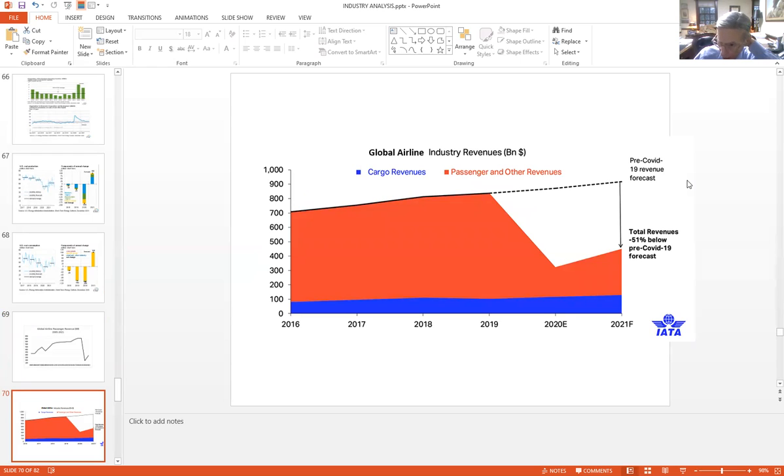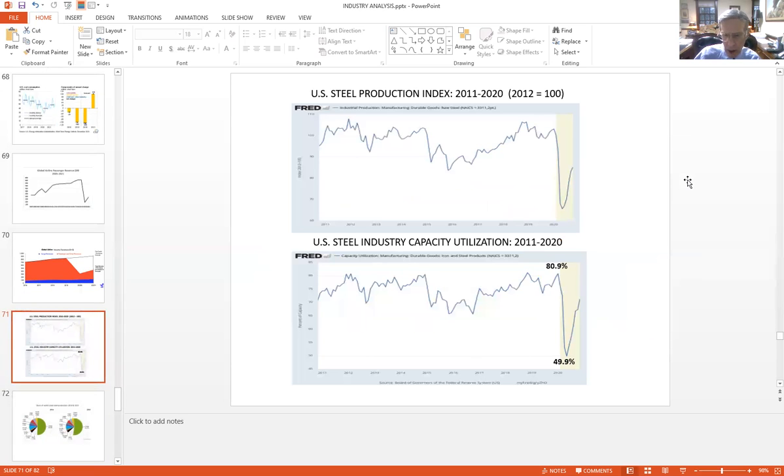the cargo versus passenger revenues. And you can just see what the dip in passenger revenues has been. It's really been horrible for that industry. Here's what's been going on in the United States steel industry. And again, why is that?